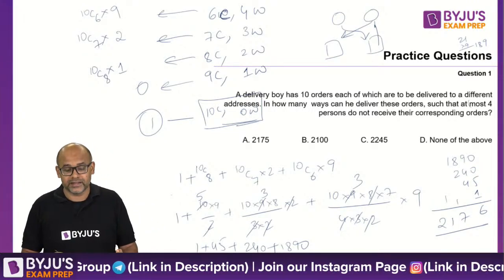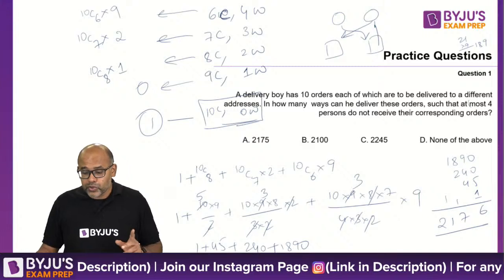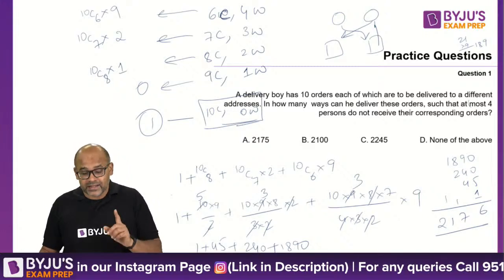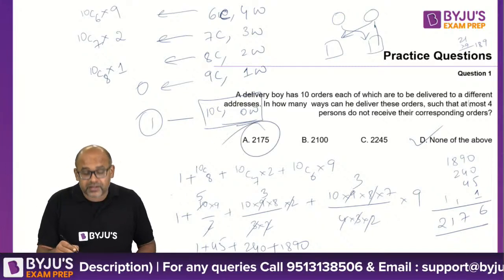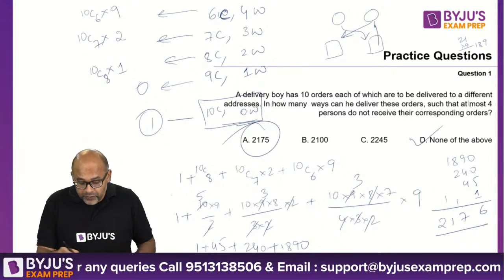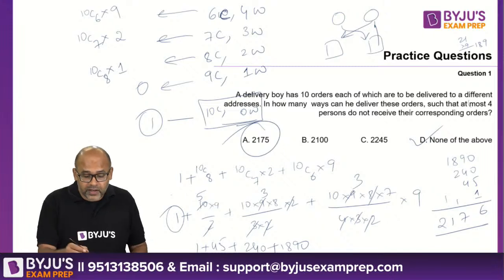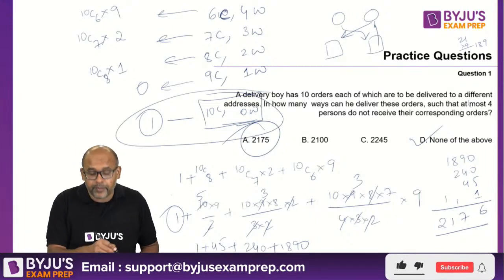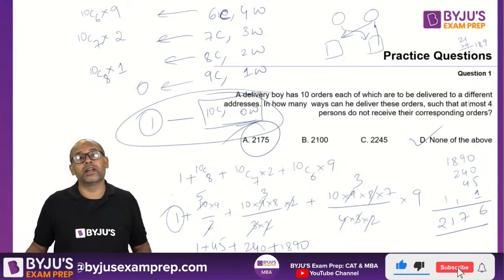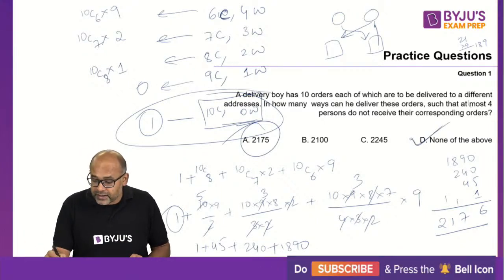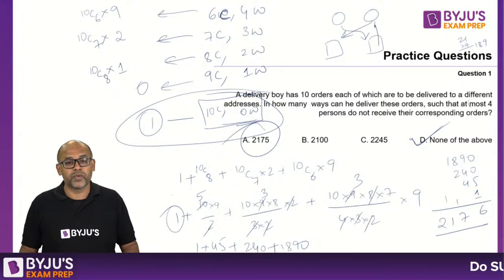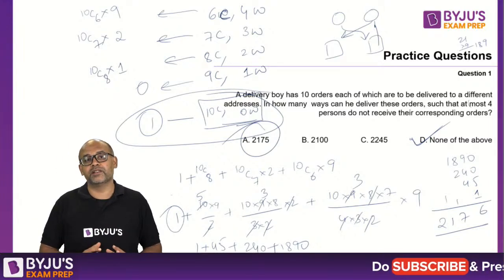2176 is your answer. 2176 is the answer. Therefore, the answer is none of the above. This is a trap. This 2175 you would get if you forget this one. Where is that one coming from? That one is coming from the case where all are going correctly. If you forget that, your answer will be 2175, which is a trap. So the correct answer is none of the above. Right? So this is the concept of derangements.